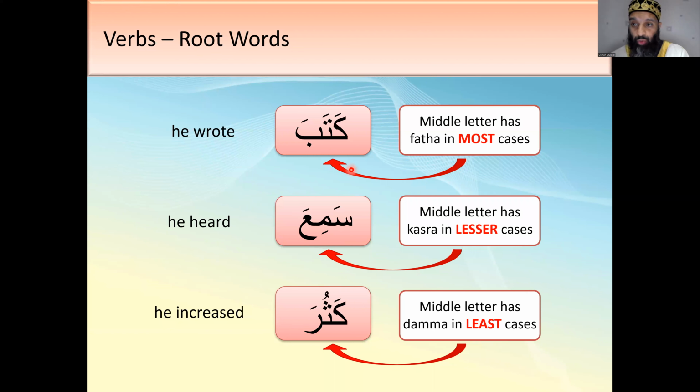Kataba, katuba, or katiba. It might be the one that sounds easier on the tongue, right? But for this one, it's kataba. For this one, it's sami'a. For this one, it's kathura. You just have to learn it when you learn the verb. So that's all this slide is showing.